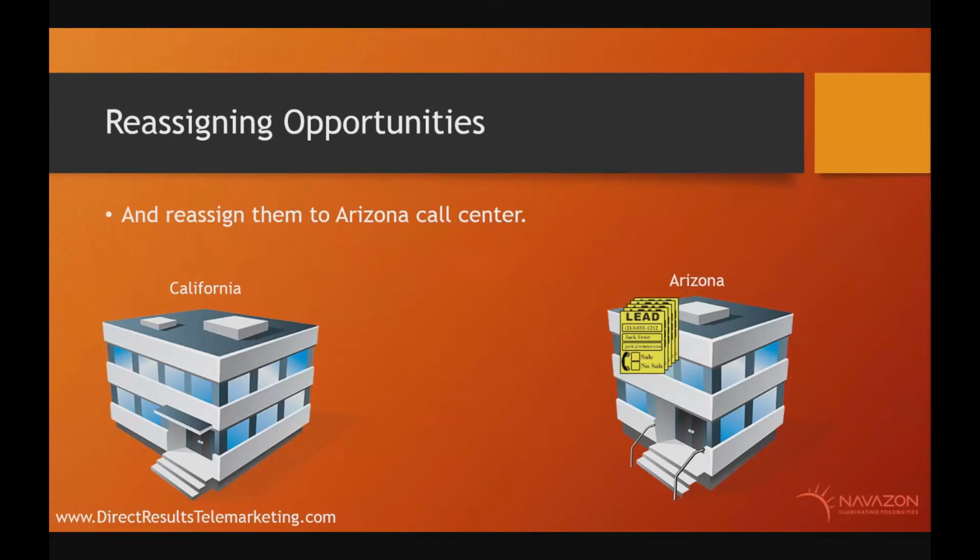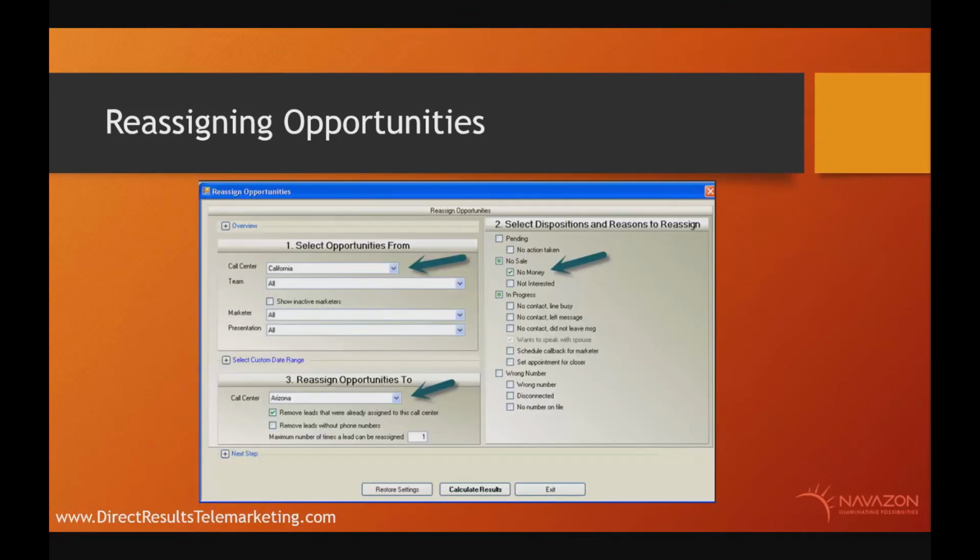Here's a screenshot of the Reassigned Opportunities program in the system. It's a simple 3-step process to reassign leads. In step 1, you select opportunities from California, so we're selecting California call center. In step 2, you select the dispositions that you want to include in this reassignment. In our example, we only select no money. And in step 3, you select the call center that will be receiving these leads, which in our example is Arizona. We can then click Calculate Results to see how many leads match our selection criteria before we reassign them.